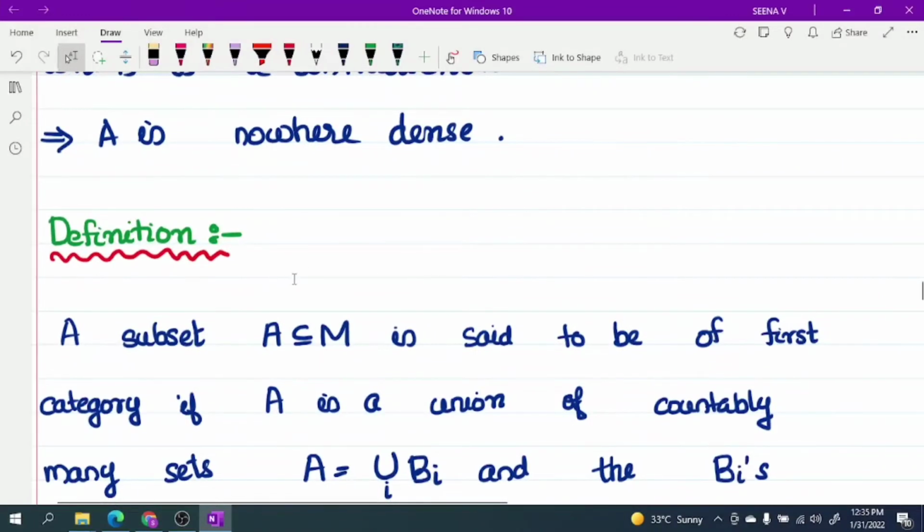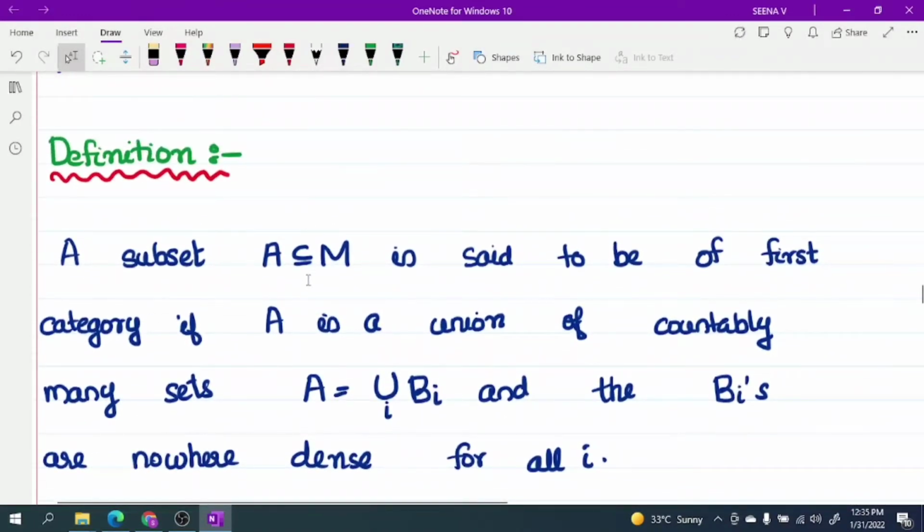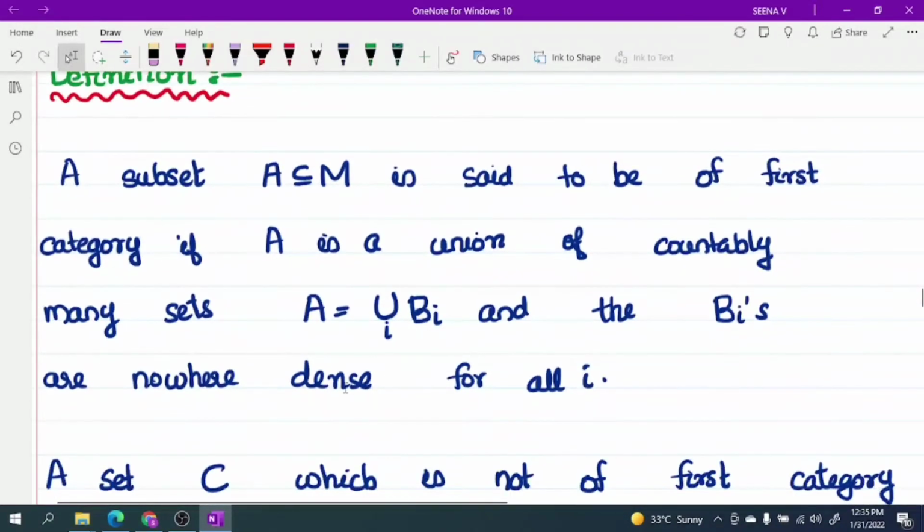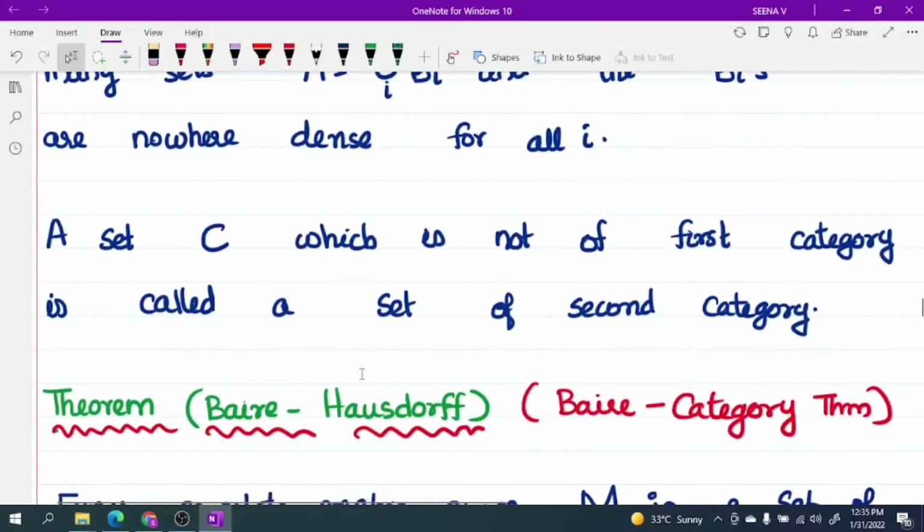Now moving to the next definition. A subset of M is said to be of first category if A is a union of countably many nowhere dense sets, that is A equals union of Bi, where the Bi are nowhere dense for all i. A set which is not of first category is called of second category.